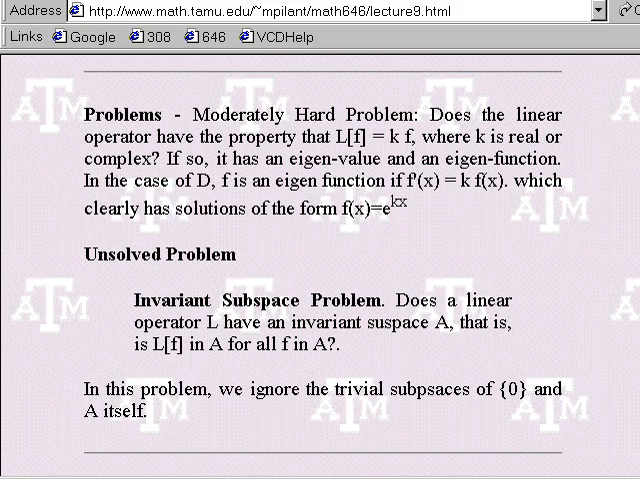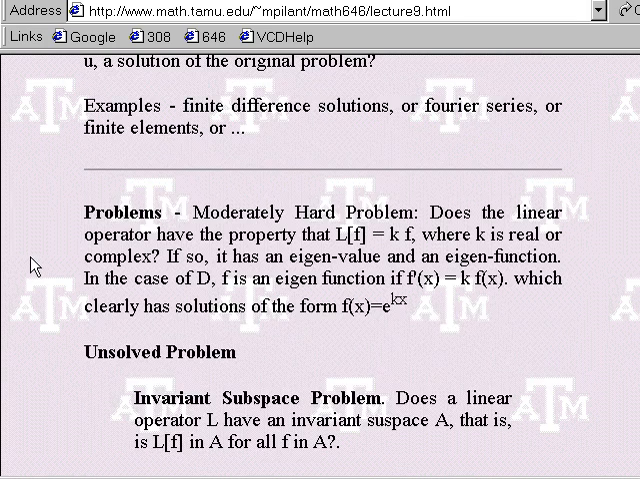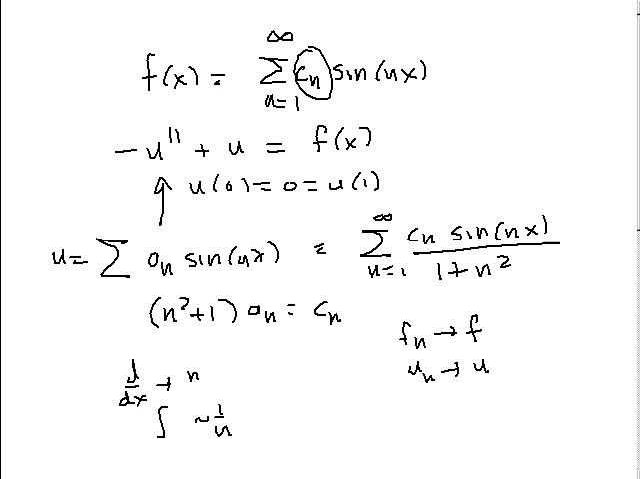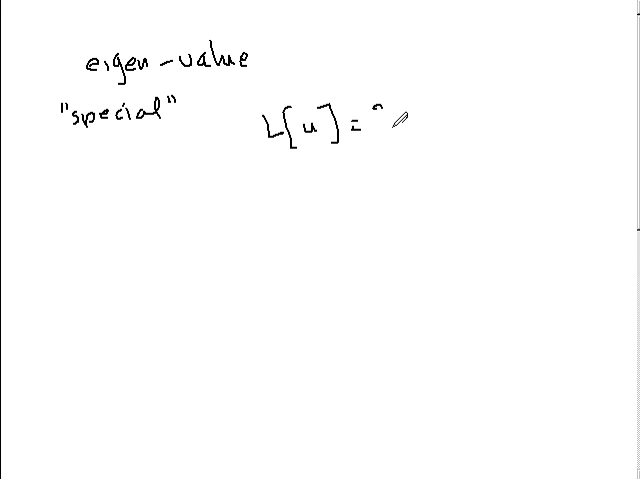Another problem, and this was one of the early problems, it's related actually to Fourier series, and I would call this a moderately hard problem, and that is, does the linear operator have an eigenvalue? Now an eigenvalue, eigen meaning special, the eigenvalue is just a value, say lambda.